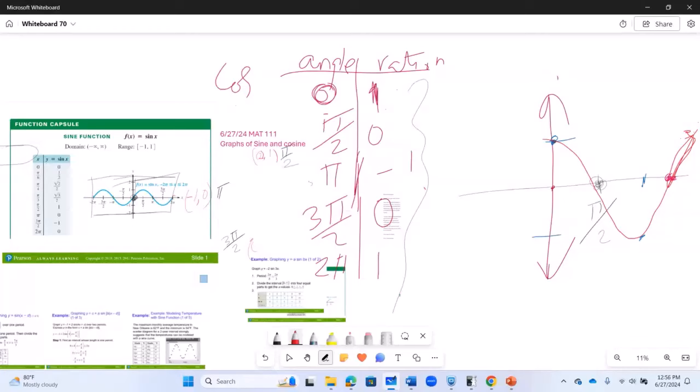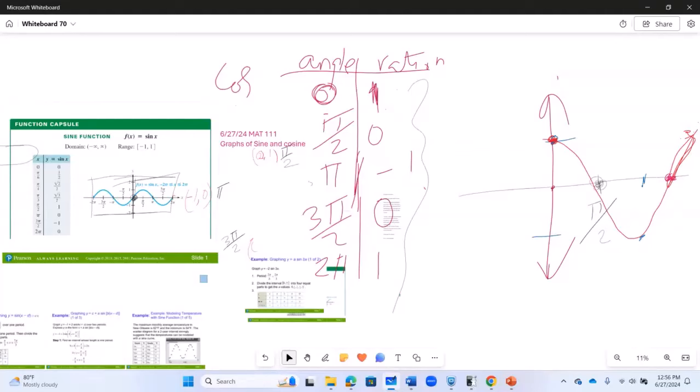So this is one cycle. If you're told to draw one cycle, it means just one revolution. We start from 0 and make a cycle, and then we see again that the cosine curve is symmetrical to the y-axis, but the sine curve is not.